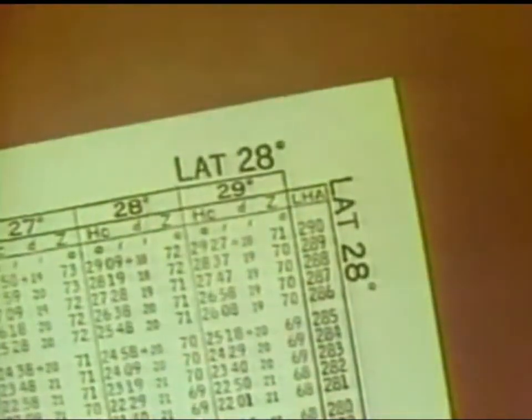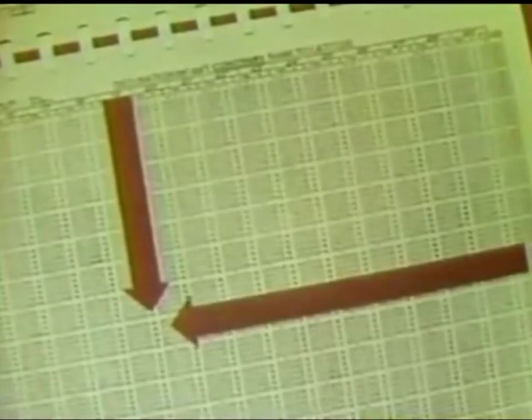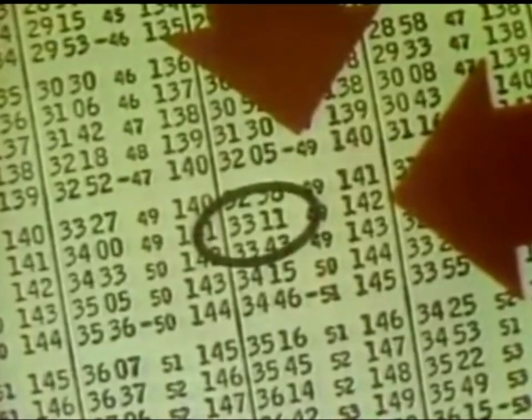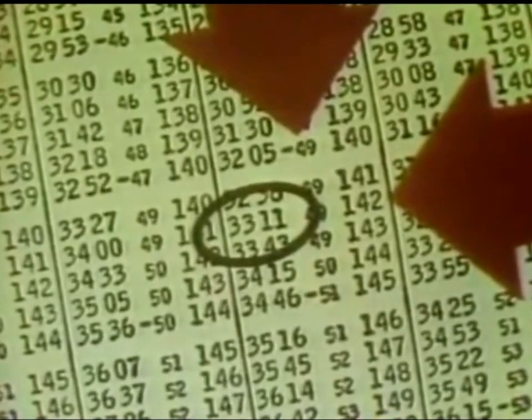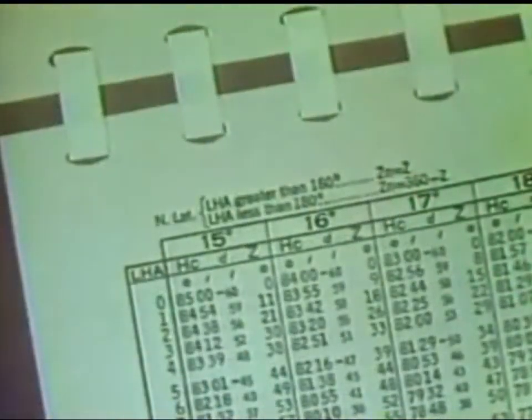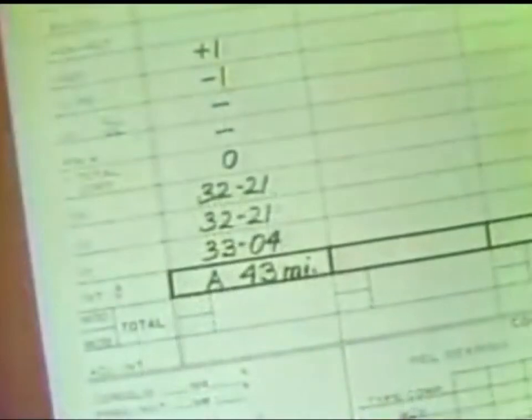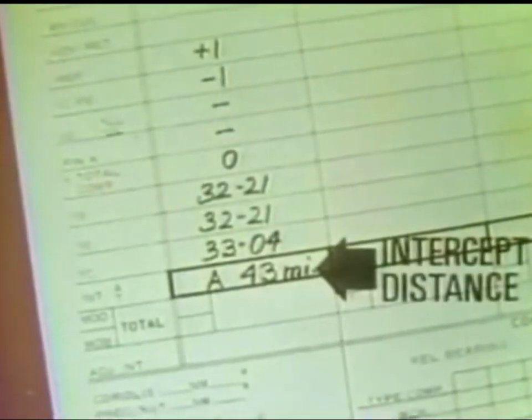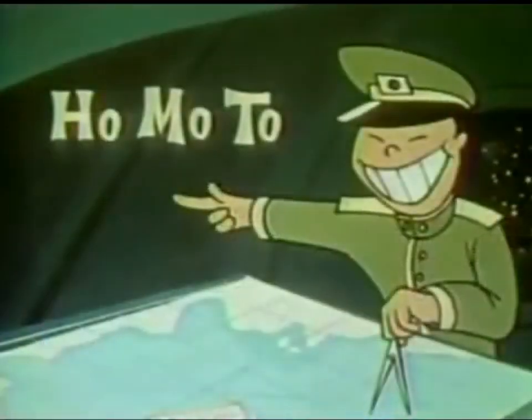Enter HO 249 with latitude of your AP, the declination of the observed celestial body, and the LHA of the body. This enables you to find HC, the computed altitude of the celestial body, Z, the azimuth or bearing angle, and Zn, the true azimuth. By comparing HC with HO, you can determine the intercept distance between your actual circle of equal altitude and that of your AP. Remember Ho-Mo-To.